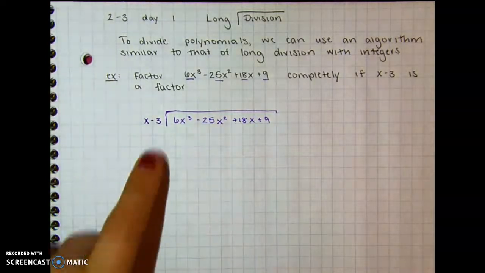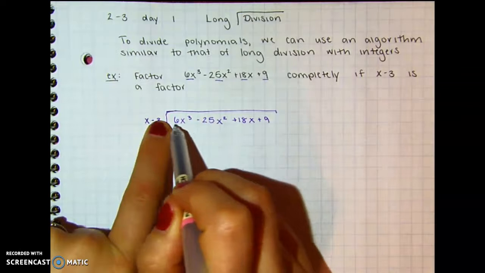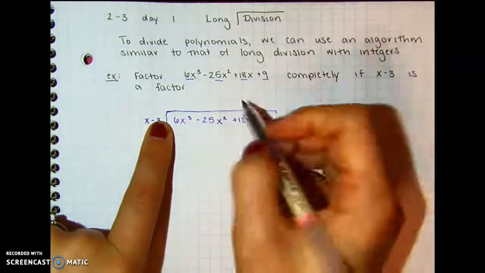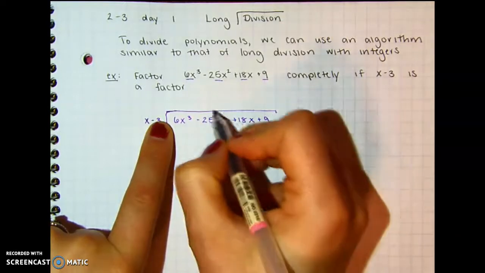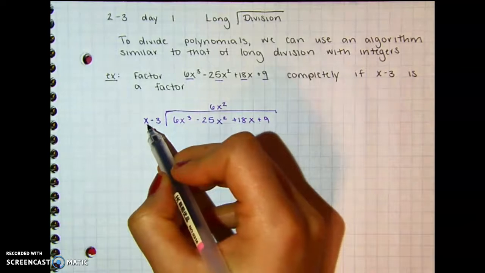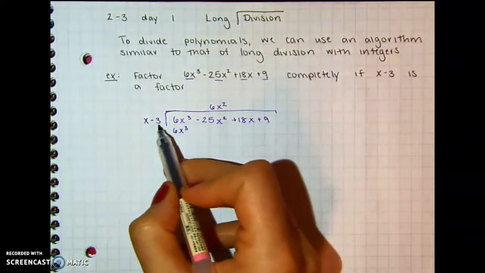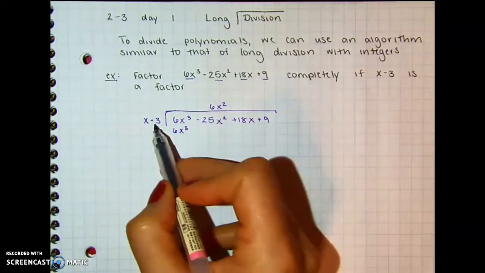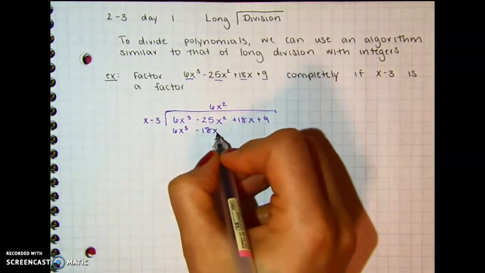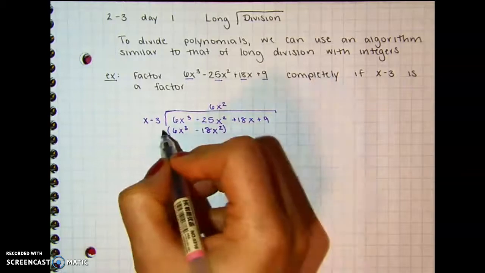And the main focus is you want to look at the x and go, okay, how many times does x go into 6x cubed? So if we multiply it by 6x squared, and then you line it up with the corresponding values, 6x squared times x is 6x cubed. And then we also multiply it by this -3, so 6x squared times -3 is -18x squared. Now this is the part that a lot of students forget to do. You need to put this in parentheses, subtract.